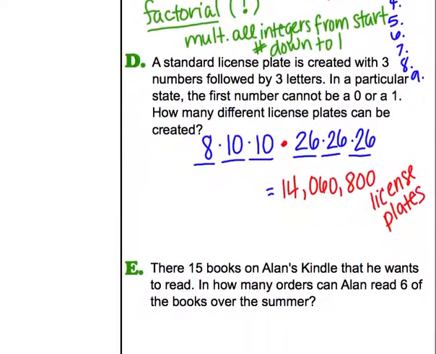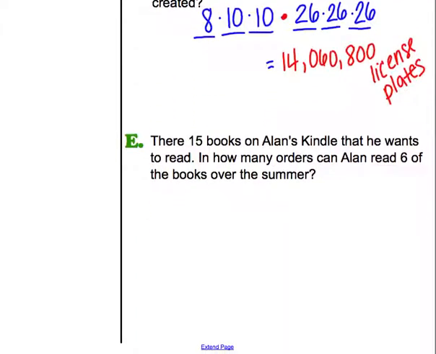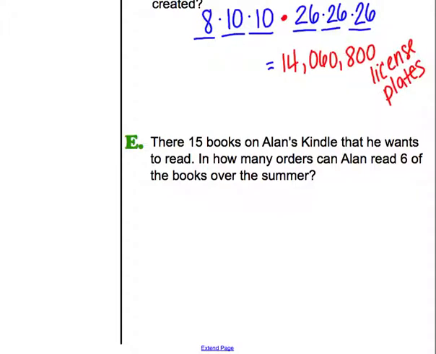All right, let's take a look at our last example for today. This one's slightly different. Now, we have 15 books on Alan's Kindle that he wants to read. We want to know in how many orders can Alan read 6 of the books over the summer. So he does have 15 books, but he wants to read 6. So that means I've got 6 decisions to make, because he wants to read 6 of those books, and he wants to know how many different ways he can pick out 6 books.